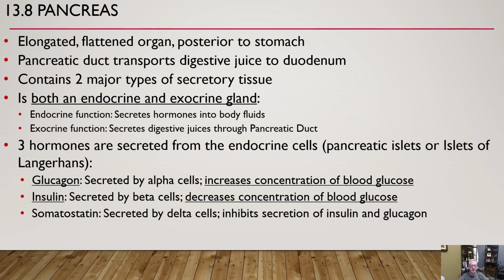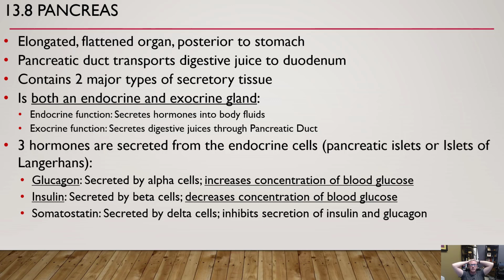The pancreas is elongated, flat, and posterior to your stomach. So it's going to lie in your mid to left rib cage. And basically, it's going to transport digestive juices to your small intestine, to the duodenum. And remember, your pancreas falls under the digestive system and the endocrine system, but it actually has endocrine function and exocrine gland function.